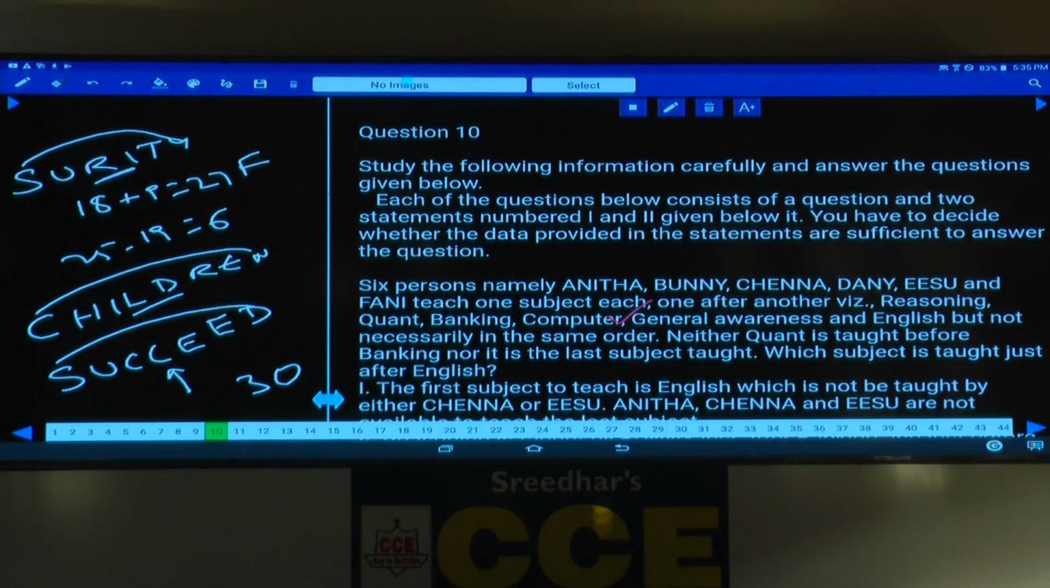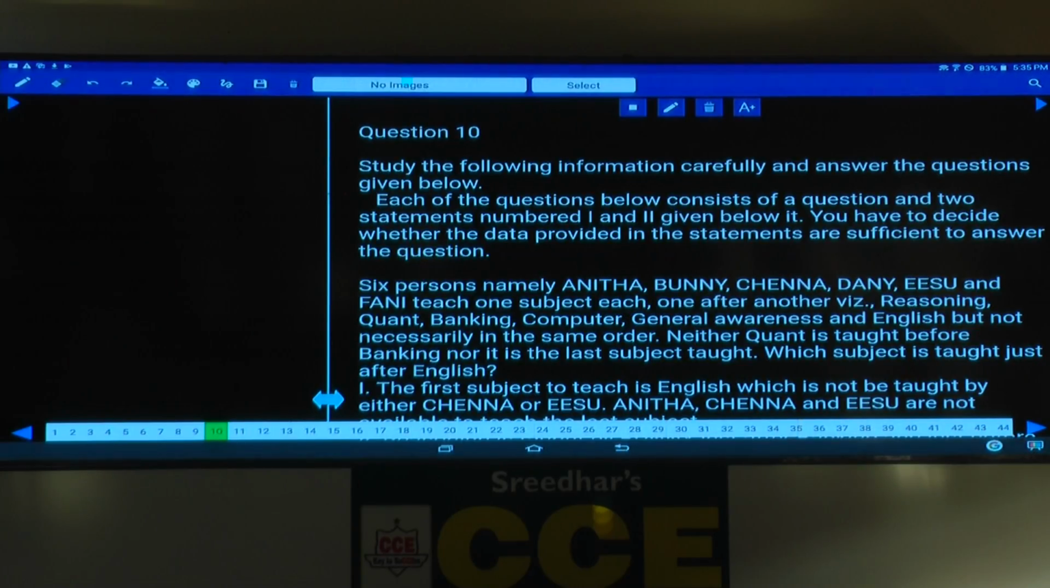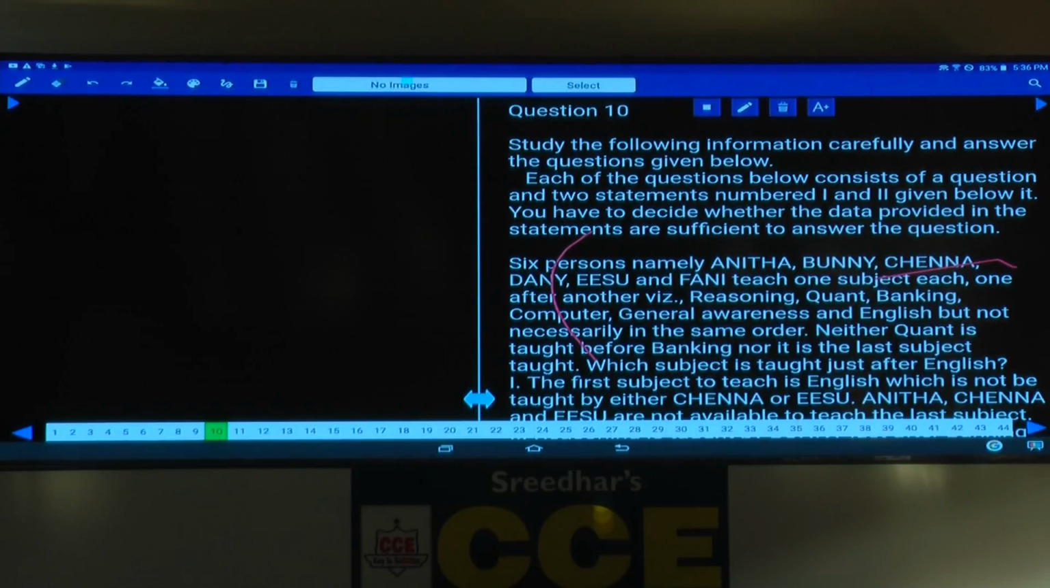Then question number 10 onwards. Now in this question number 10, what is the information given? Each of the questions below consists of a question and two statements. What are the two statements here?